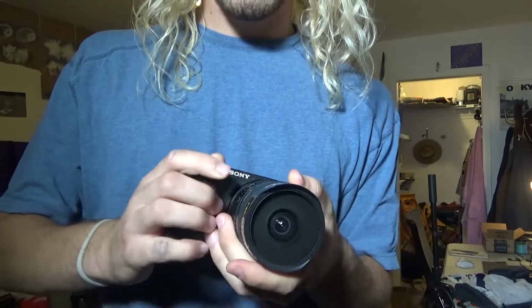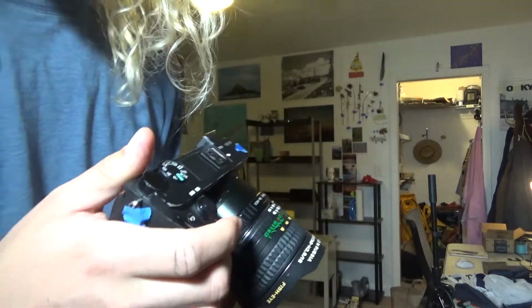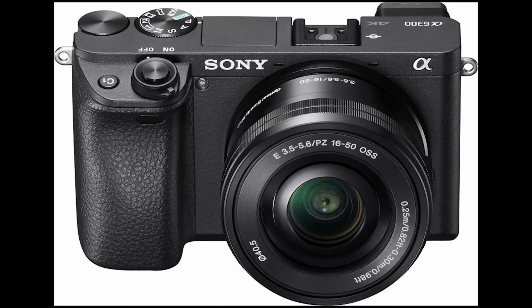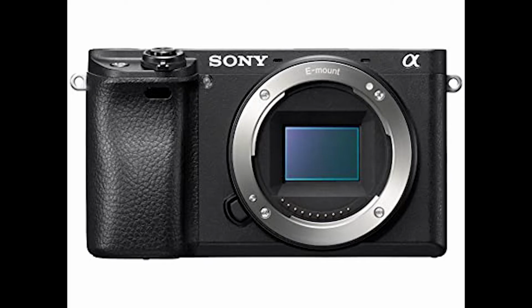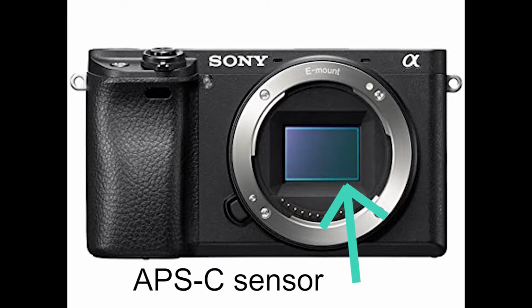It's all manual focus and manual aperture, but that's no big deal for me. So like I was saying, I have a Sony a6300, which has an APS-C sensor. So the 16mm gets cropped, but it's still pretty wide.